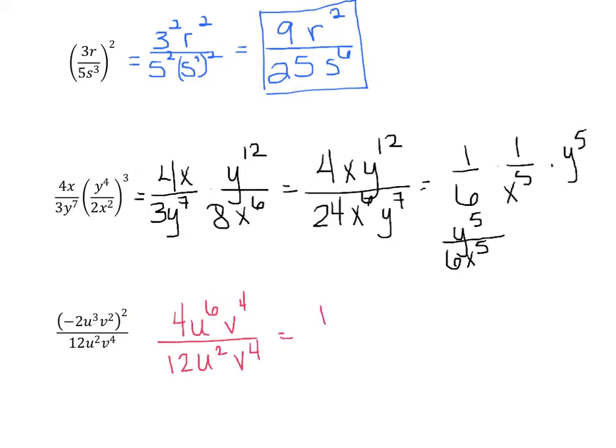4 divided by 12 is 1/3. U to the 6th divided by u squared would be u to the 4th. And v to the 4th divided by v to the 4th is v to the 0 power, which gives us u to the 4th over 3. V to the 0 power is the same as v to the 4th over v to the 4th, and anything over itself is 1.